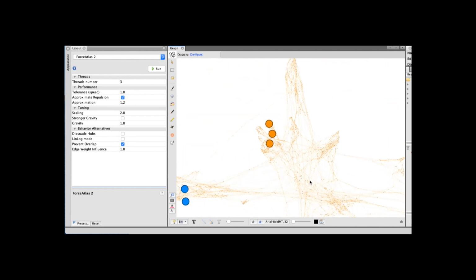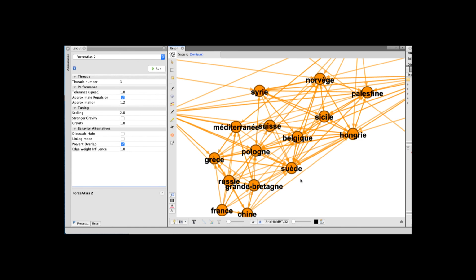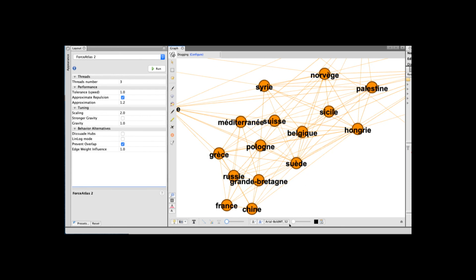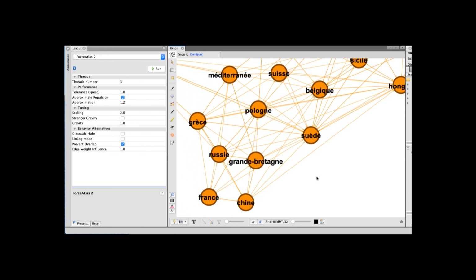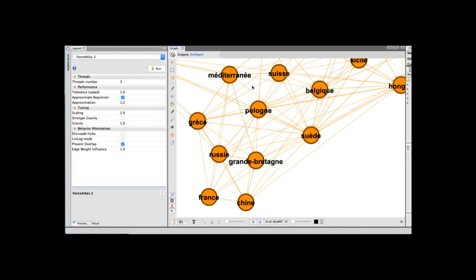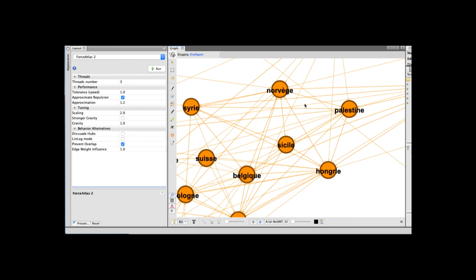A little bit more zooming in. What do we see down there? We see names of countries. We see France, China, Great Britain, Russia, Sweden. There's Sweden, Poland, Greece. There's Greece. Mediterranean, Switzerland, Palestine, Norway. Okay.